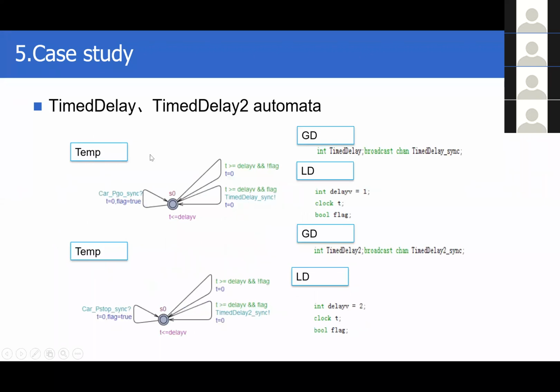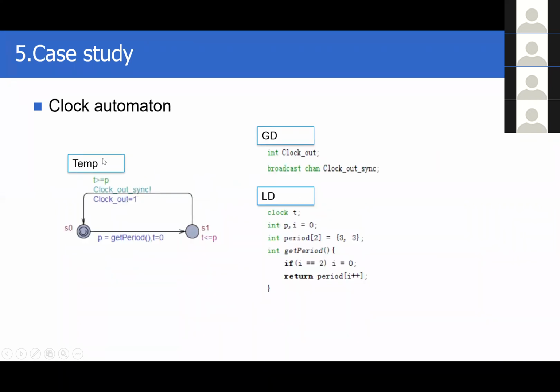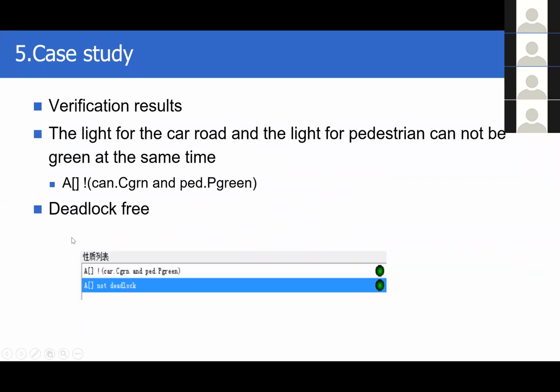This time delay is a template that we have defined. This is for one time unit delay. This is defined by the parameter here and here. Another one is the clock automaton. So for these particular actors, it seems simpler. And we can do the verification in UPPAAL.